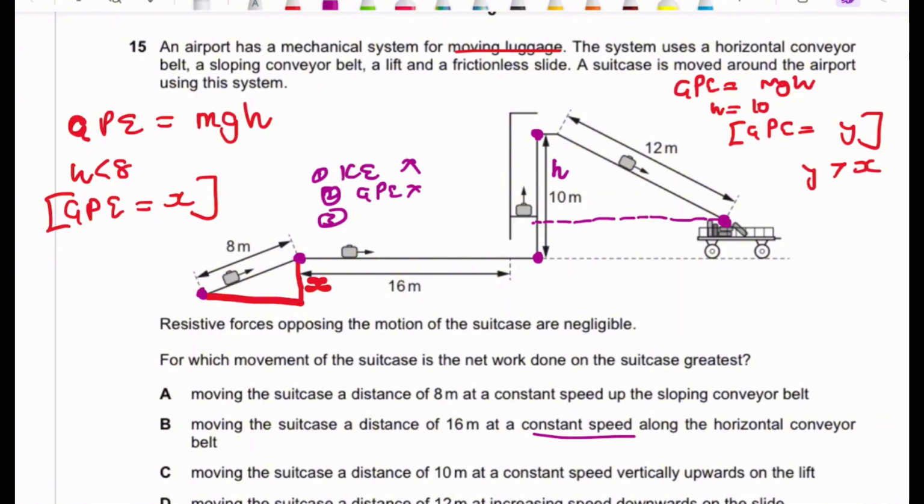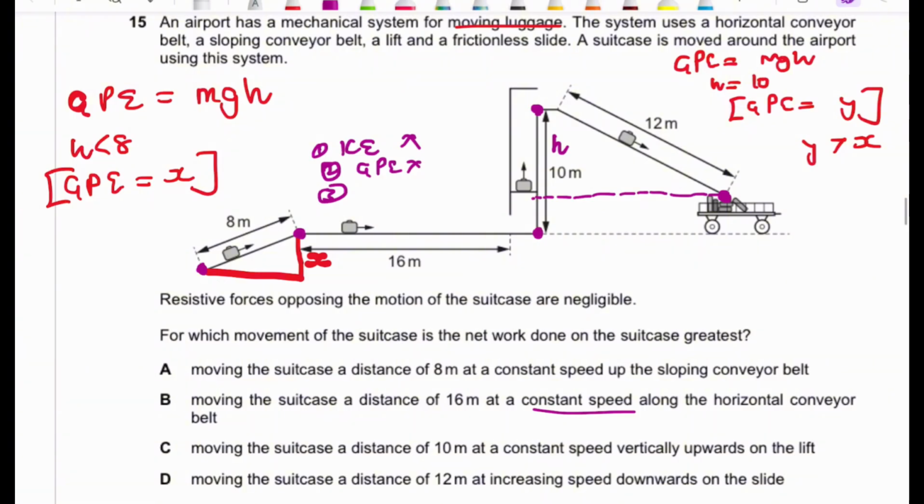So the work done is basically to increase the velocity. As it's moving from this point, let's say point A, to that point B, the speed is going to increase because we've been told that it's an increasing speed downwards. That speed is going to increase because it's going to lose gravitational potential energy from point A to point B. But again, the gravitational potential energy is less than mgh, which is when h is equal to 10. Basically, it means that the kinetic energy is also going to be less, right?